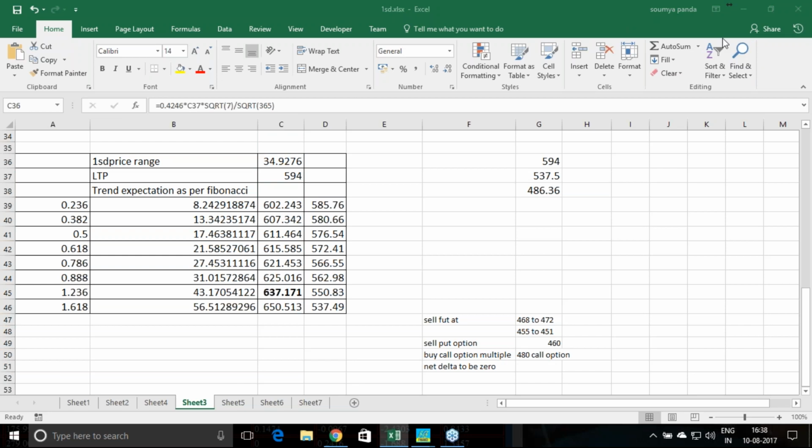So with 42.46 annual volatility, as per one standard deviation, the first cycle of downtrend ends at 537.49. And once I take 537.49, the second cycle ends at 486.35. So this is the second cycle, and the second cycle ended there. So we have started the third cycle.